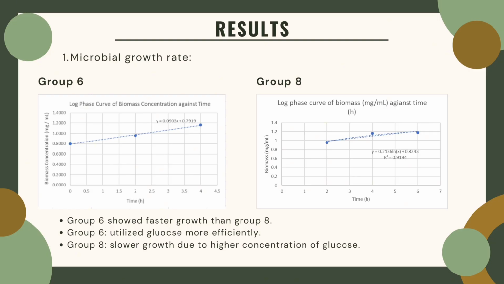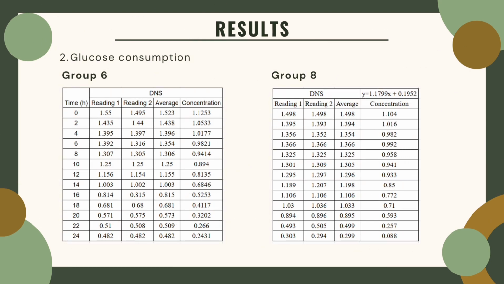higher glucose concentration. Next, the glucose consumptions. This table shows the glucose concentration measured using the DNS assay. In Group 6, the glucose concentration decreased steadily from 1.1253 mg per milliliter at 0 hour to 0.2431 mg per milliliter at 24 hours, whereas in Group 8, the glucose concentration decreased from 1.104 mg per milliliter to 0.088 mg per milliliter over the same period.